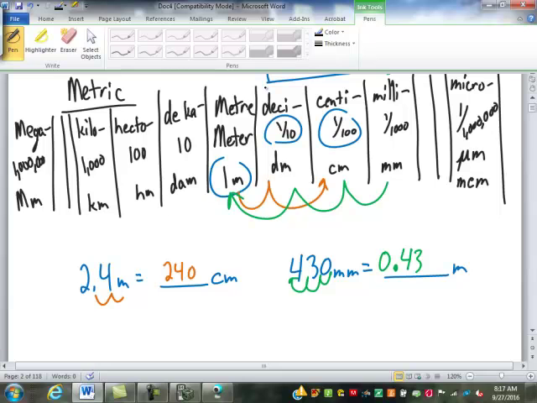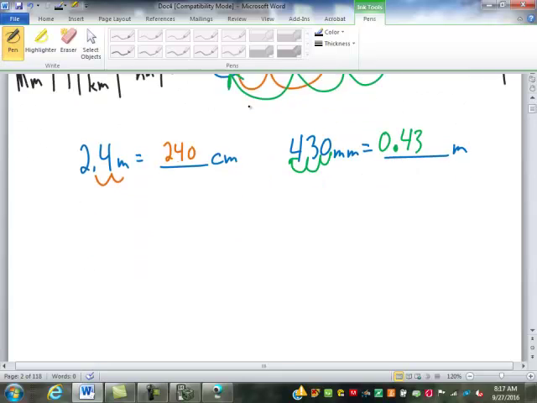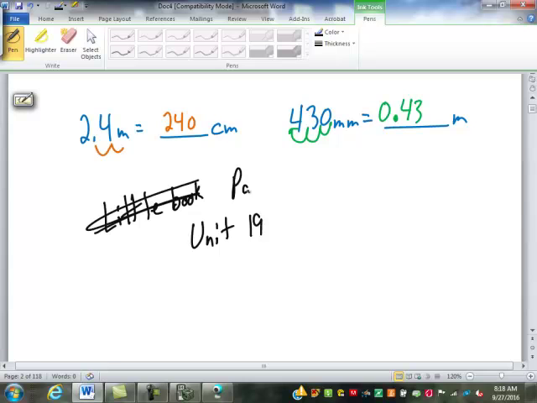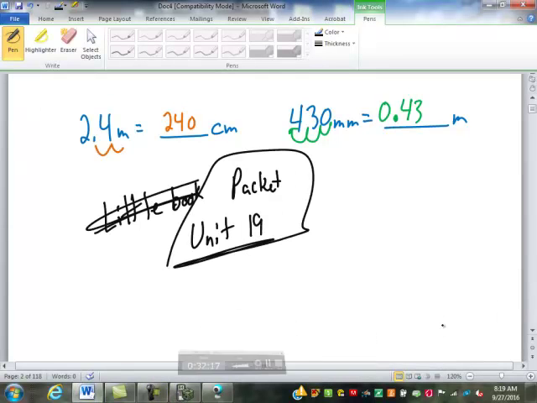I got a little long-winded today, so we'll talk more about this stuff tomorrow in your little book. Actually, it's not in your little book. I actually have to give you a packet. In the packet I'm going to give you, it's going to be Unit 19 in that packet. So like I said, Unit 19 in that packet.